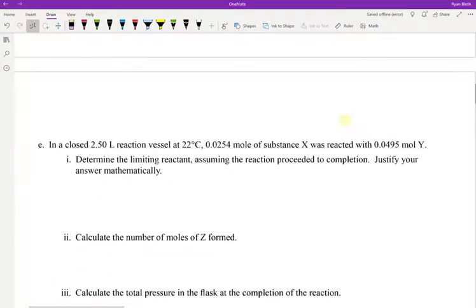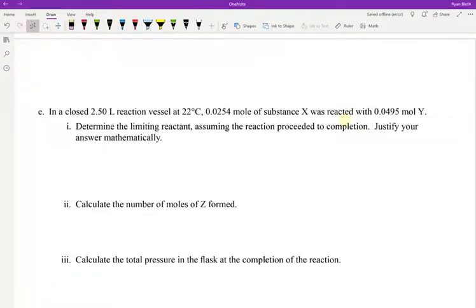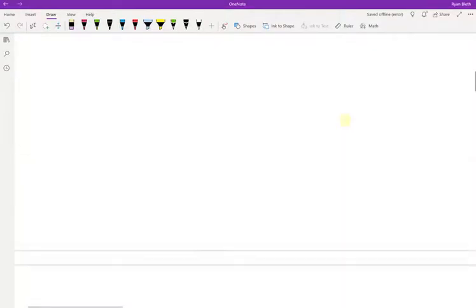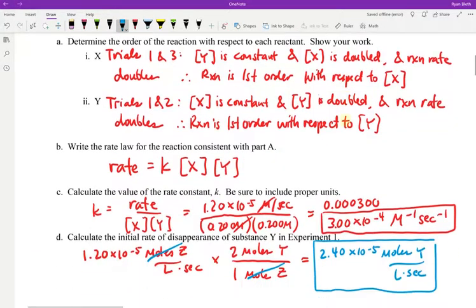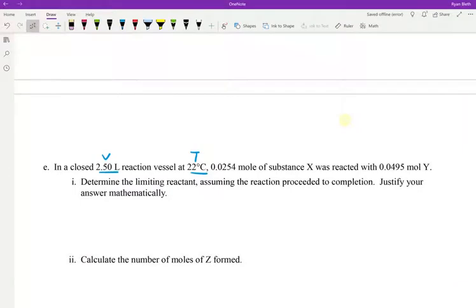All right, that's D. E, in a closed 2.5 liter vessel at 22 Celsius. This sounds like a volume and a temp, and that automatically says maybe ideal gas law is going to be useful. That's often the case. 0.0254 moles of X reacted with 0.0495 moles of Y. Determine the limiting reactant, assuming the reaction goes to completion. So something's going to get used up. And there's my reaction equation here. X plus 2Y makes Z. Everything's a gas. Okay, so X plus 2Y makes Z, and they're all gases.